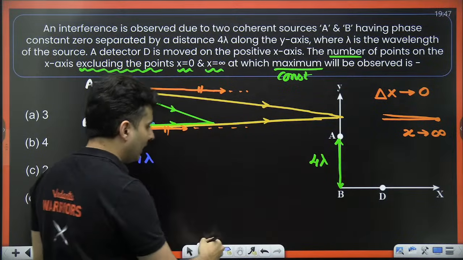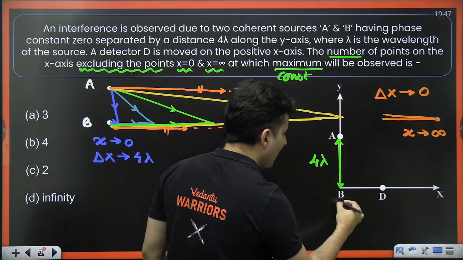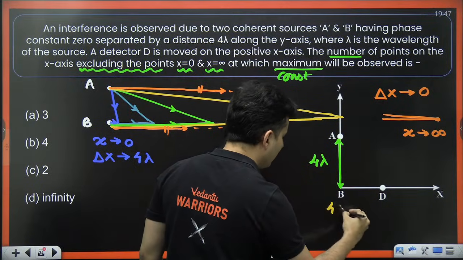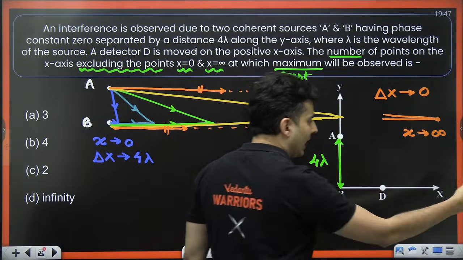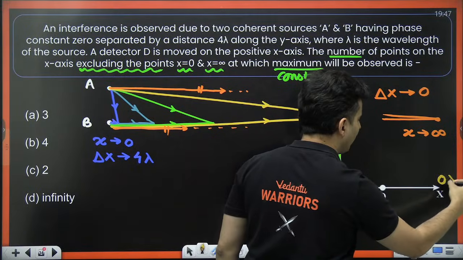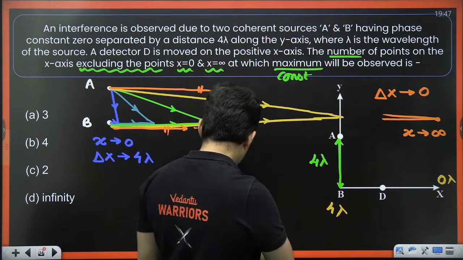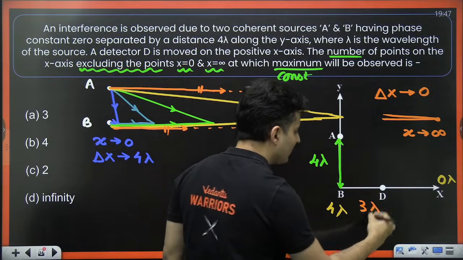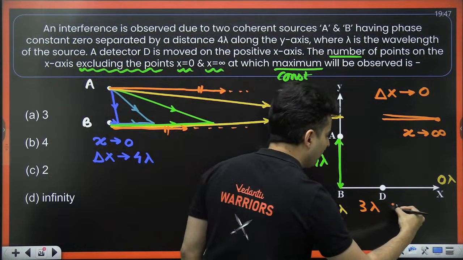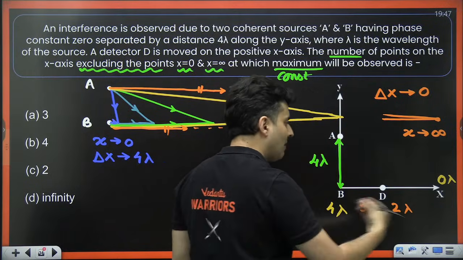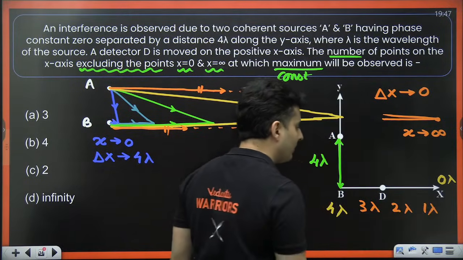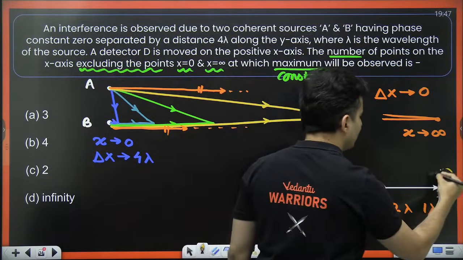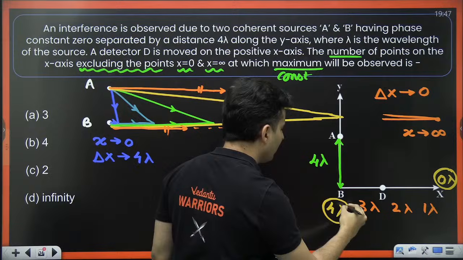So now think about it. On this particular line that we have, at B, the path difference will be 4 lambda. At infinity, it will be 0 lambda. So in between them, what will I have? Some point with a path difference of 3 lambda, some point with a path difference of 2 lambda, some point with a path difference of 1 lambda. 0 lambda is at infinity, 4 lambda is at B.